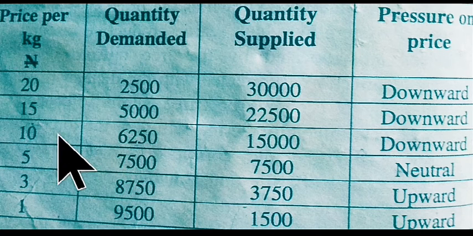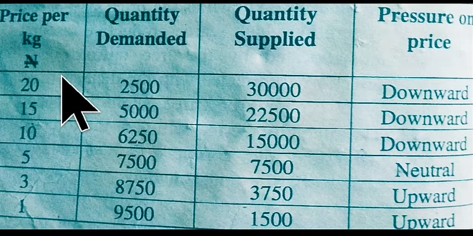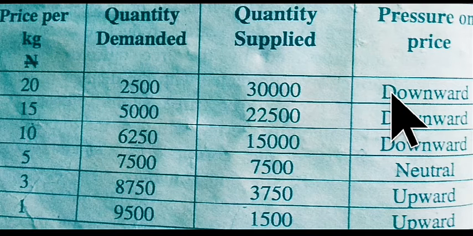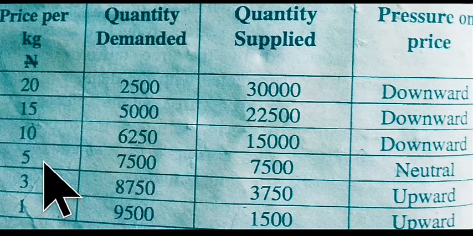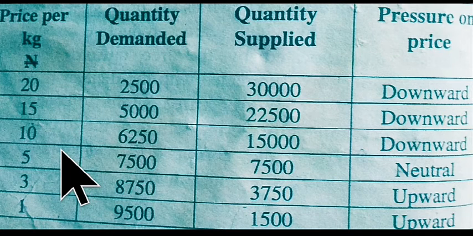At any price above 5 naira, say 20 naira, there will be a downward pressure on the price to return to 5 naira because the market will experience a surplus. But at any price below 5 naira, say 1 naira, demand will rise faster than supply, thereby mounting pressure on the price to move up to 5 naira as a result of what? Shortage. In each case, when the price moves back to 5 naira, the market will be cleared.